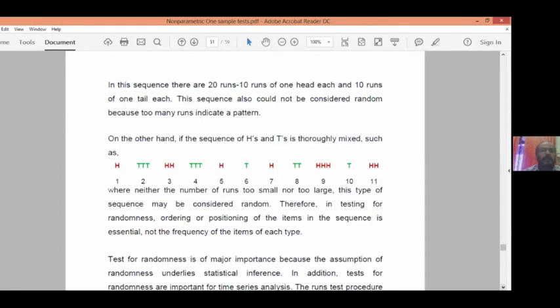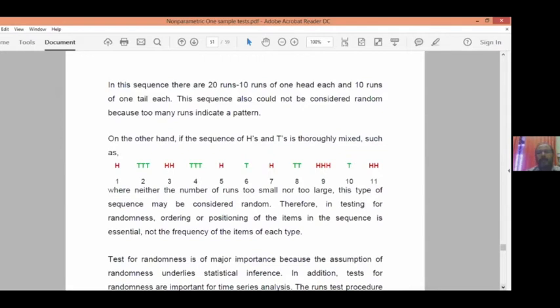On the other hand, if the sequence of heads and tails is thoroughly mixed, such as in this example from 1 to 11, where the number of runs is neither too small nor too large, this type of sequence may be considered random.